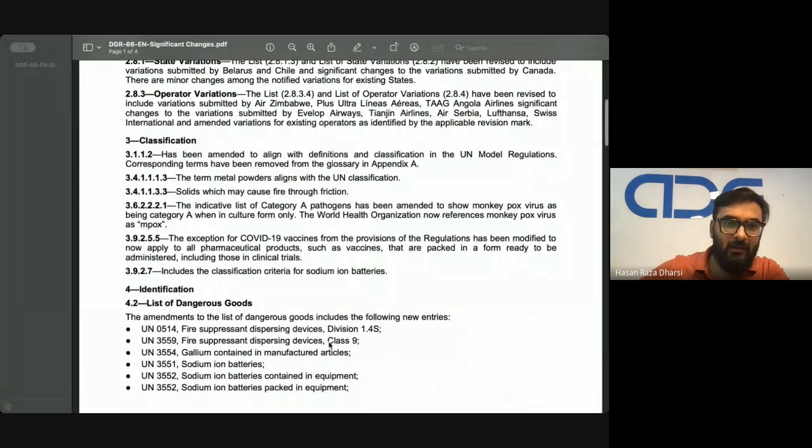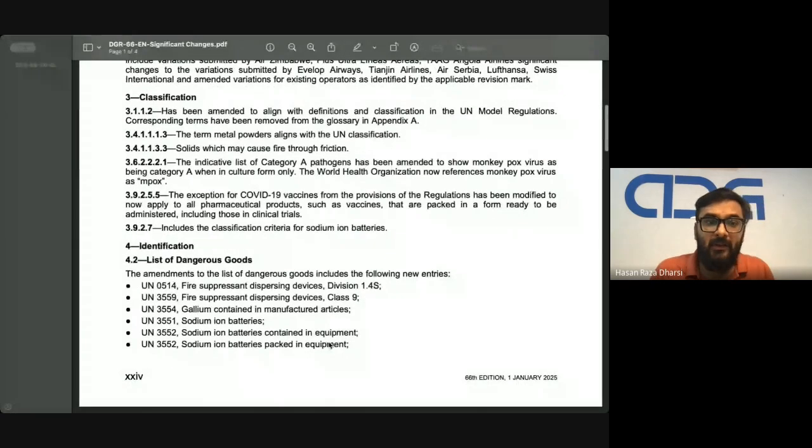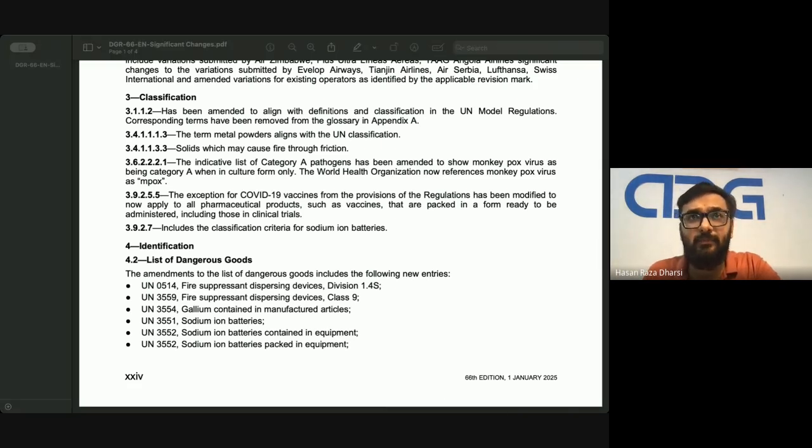Moving forward to the identification part. So identification is the topic where we identify the proper shipping name, then the UN number, and everything related to the proper shipping name. What is that DG? So coming to that identification part, list of dangerous goods.